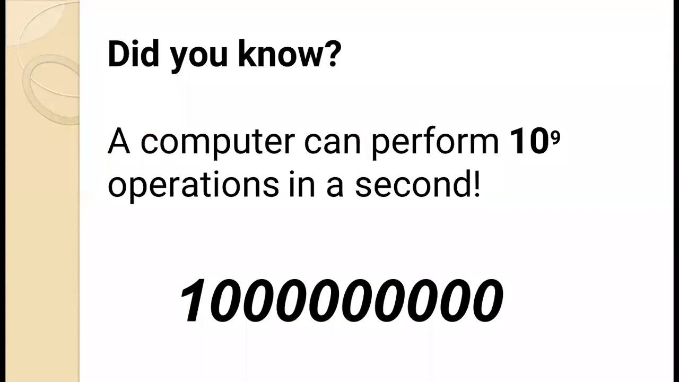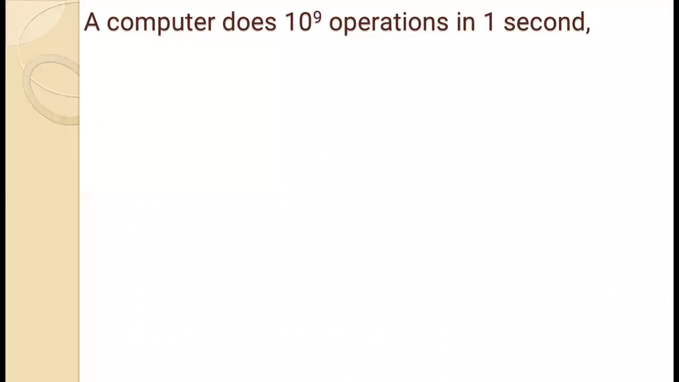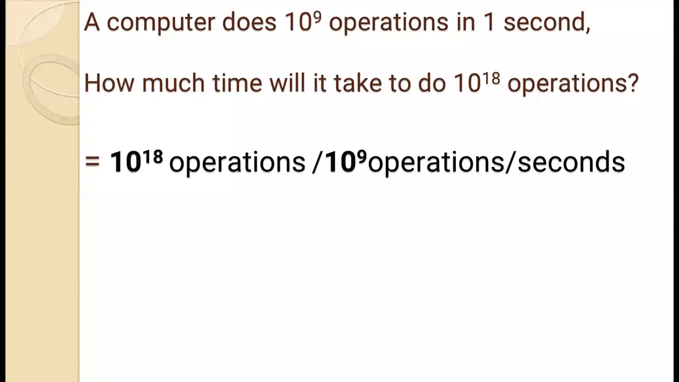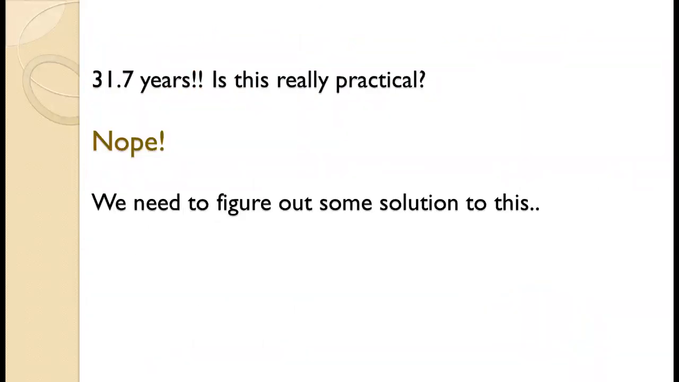Did you know that a computer can perform 1 billion tasks in a second? So a computer does 10 raised to 9 operations in a second. On doing simple mathematics, you will find that it will take 31.7 years to perform this task. 31.7 years. Is this really practical? No. We have to figure out some other solution.